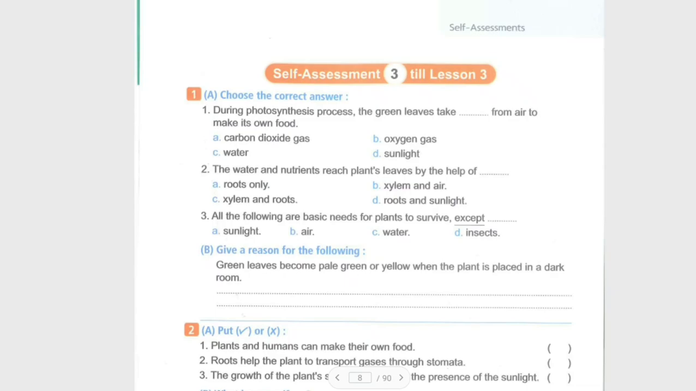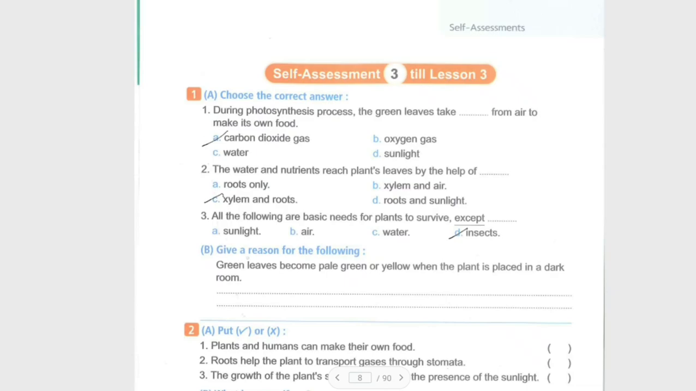Also the self assessment on lesson 3. Let's start. Number 1, choose the correct answer. During photosynthesis process the green leaves take carbon dioxide gas from air to make its own food. Water and nutrients reach the plant's leaf with the help of xylem and roots. Number 3, all the following are basic needs for plant to survive except insects.